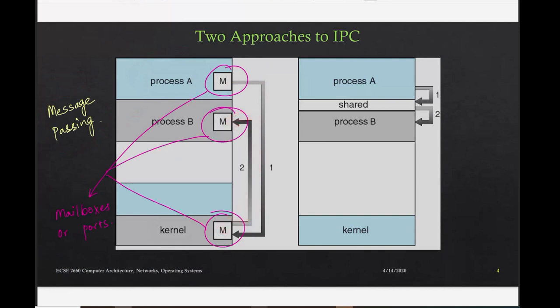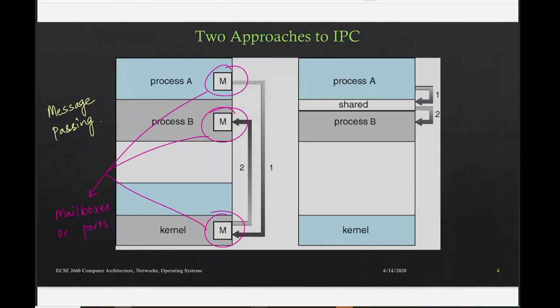So message passing tends to be slower because the kernel is involved, and it is usually a good thing for small amounts of data or messages. So a kernel is involved over here.